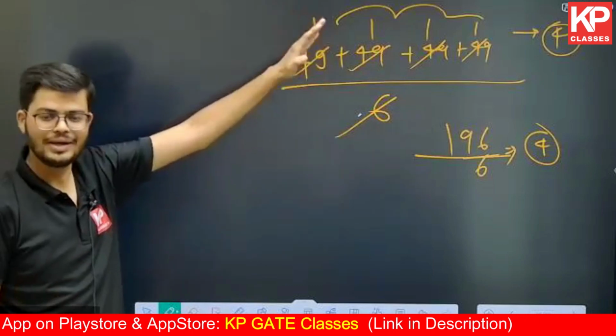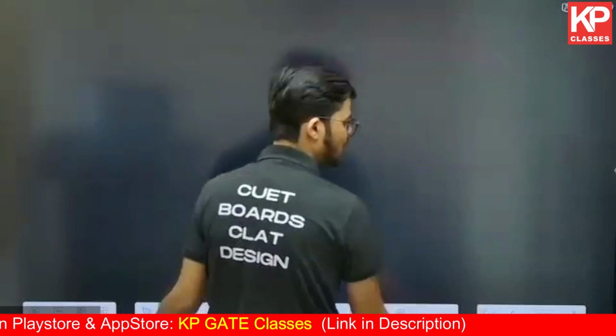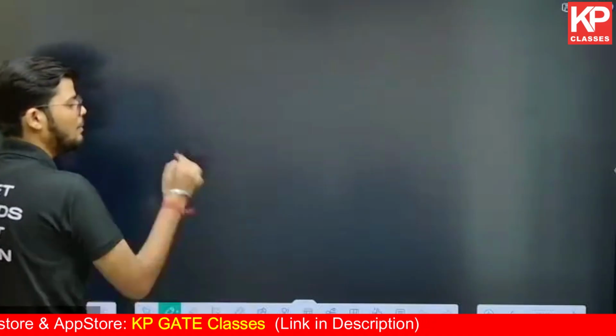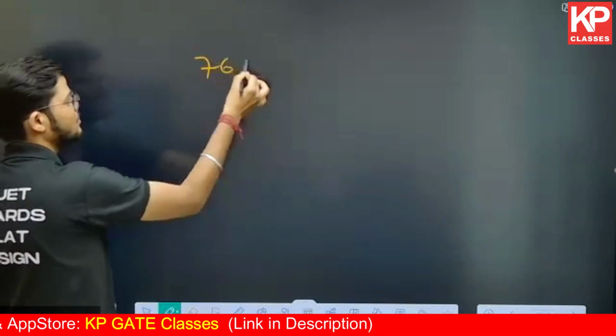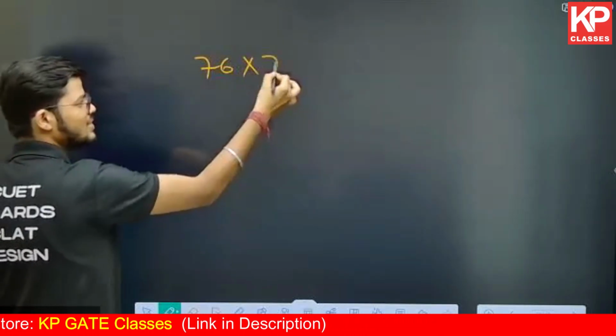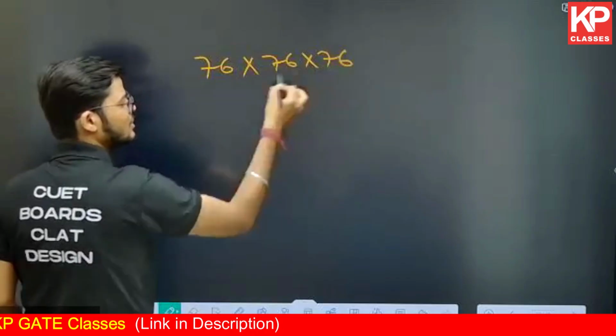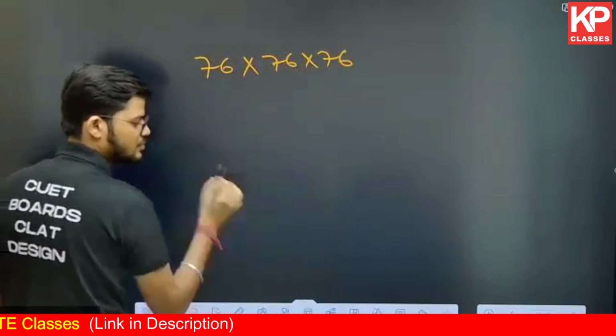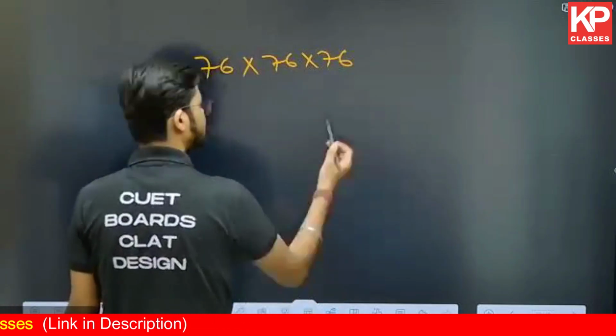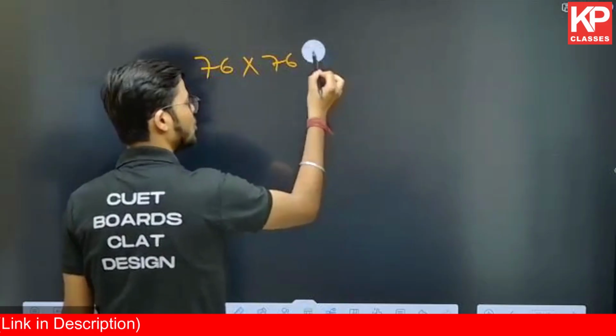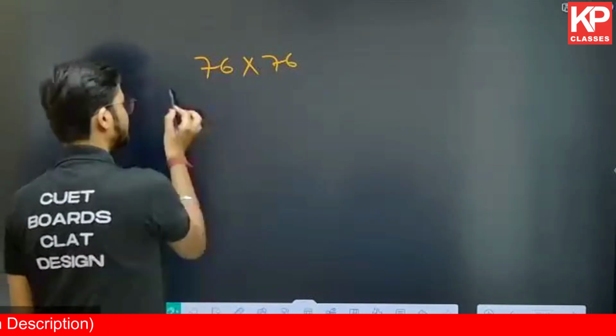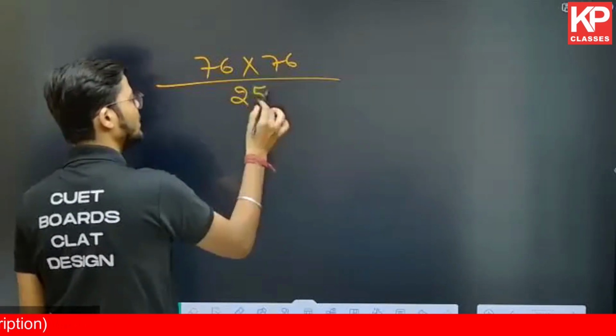This is one example of additive in nature. Now if I talk about multiplicative in nature, what do we mean by multiplicative in nature? 76 into 76 into 76. Now let's take two examples only. 76 into 76. If I divide it by 25, what will be the remainder?